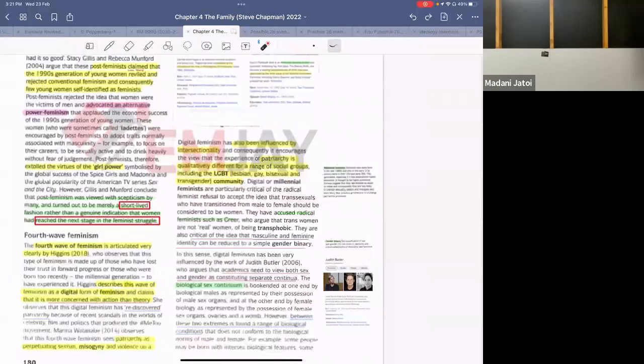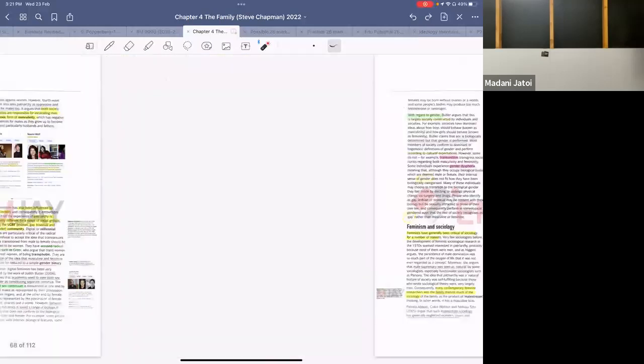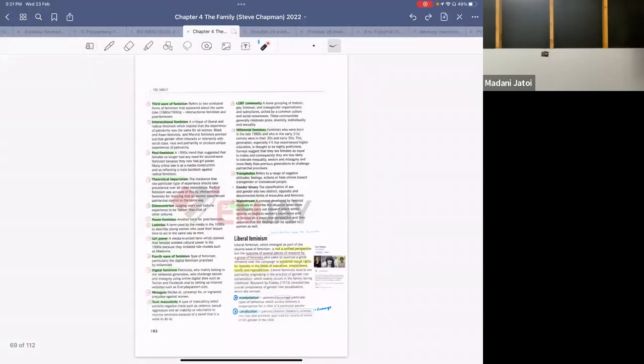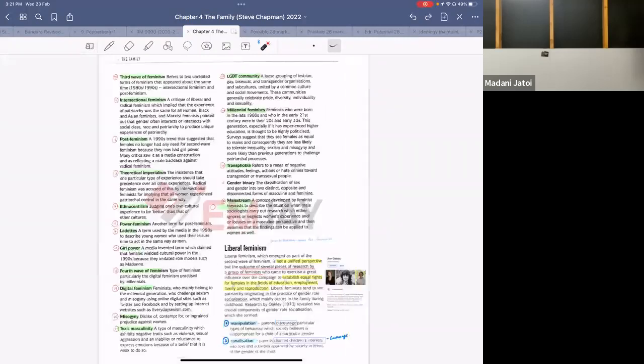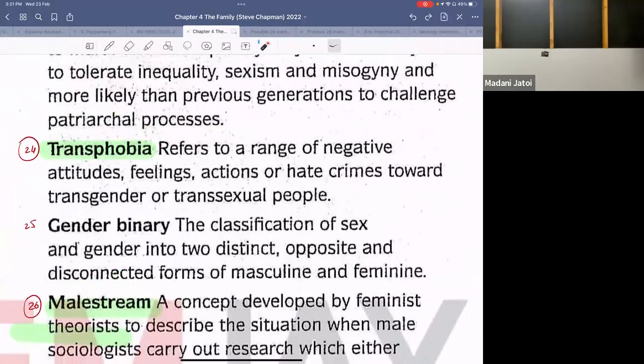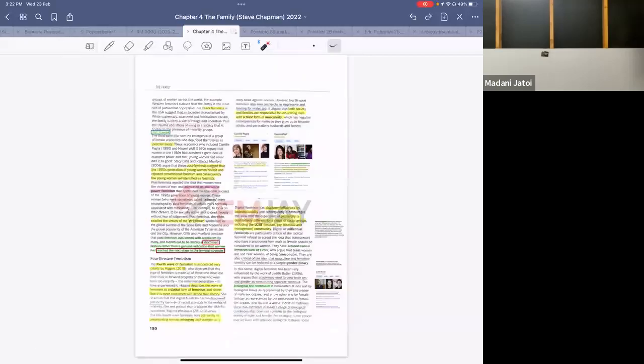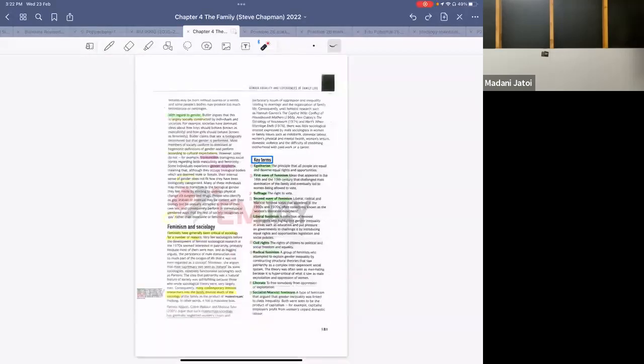Transphobic has to do with the fear that people have of individuals who are transgenders or transsexuals. Okay, so taking it back, where were we?